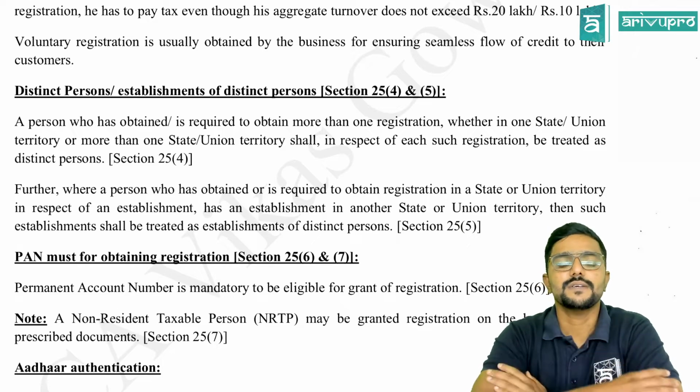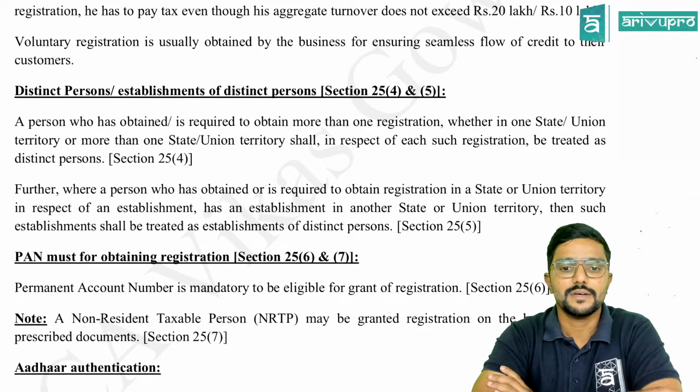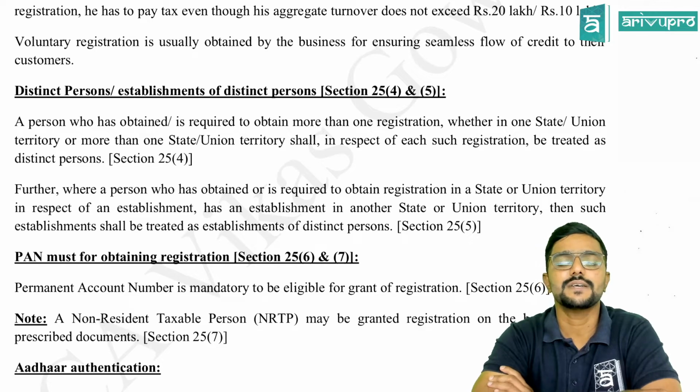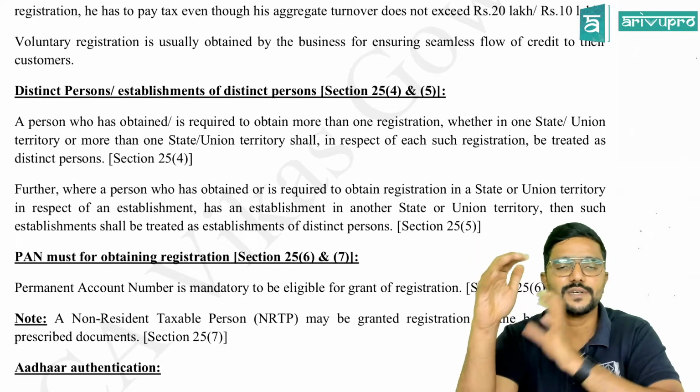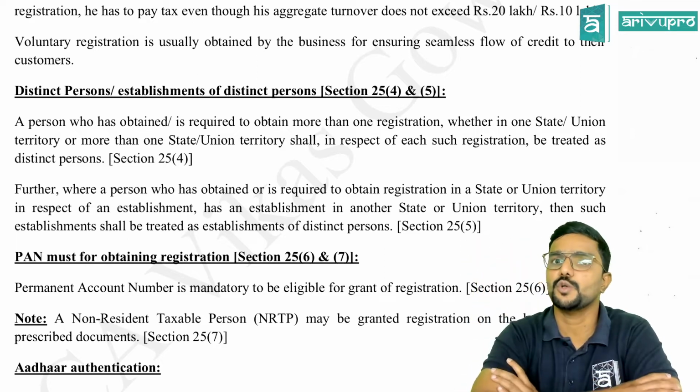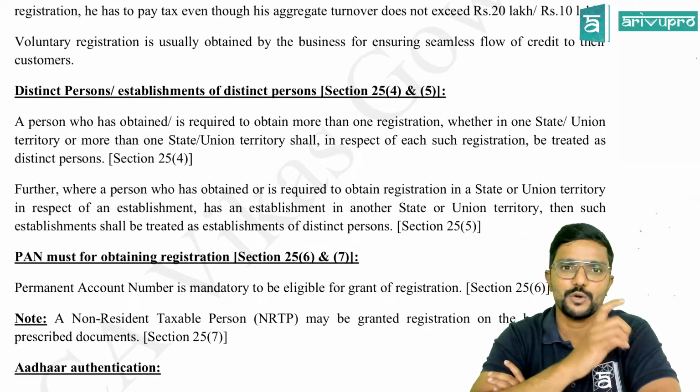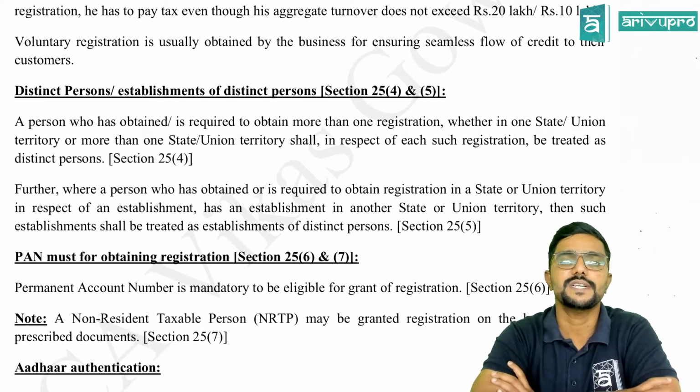Next, further, where a person who has obtained or is required to obtain registration in a state or union territory in respect of an establishment in another state or union territory, then such establishment will be treated as an establishment of a distinct person. Along with the examples, I have explained it when we were covering Schedule 1, guys, because Schedule 1 para 2 and para 4 talk about this distinct person and establishment of distinct person.